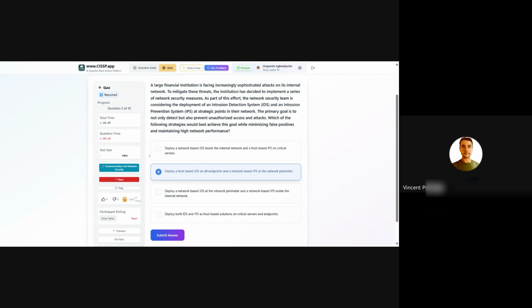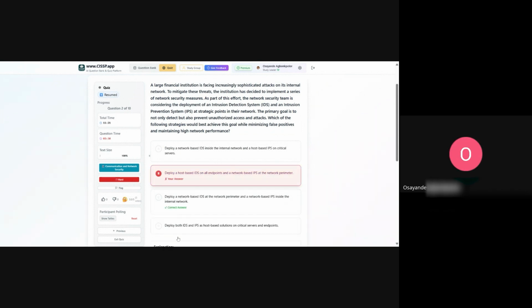Yes, B is on the perimeter. So let's go with B. We have more options for B. And this right here is a good one, because a network IDS on the perimeter. So you use a network IDS to detect on the perimeter and use a network prevention on the inside. Okay, that's helpful. Rule of thumb.